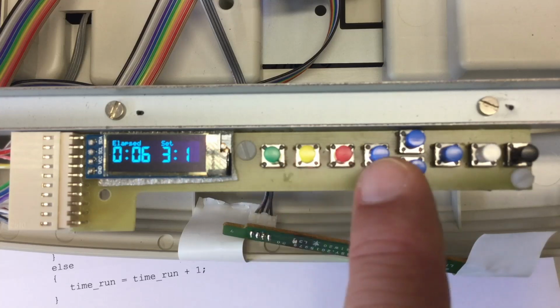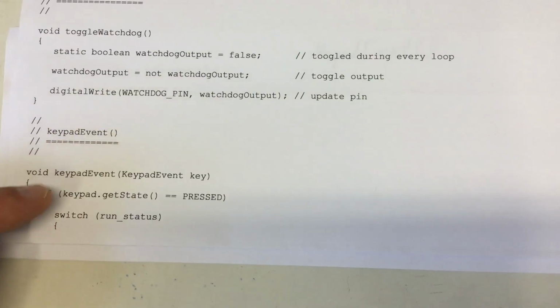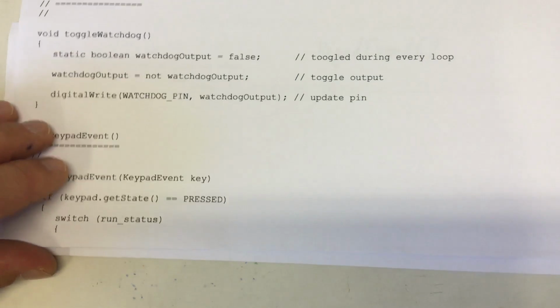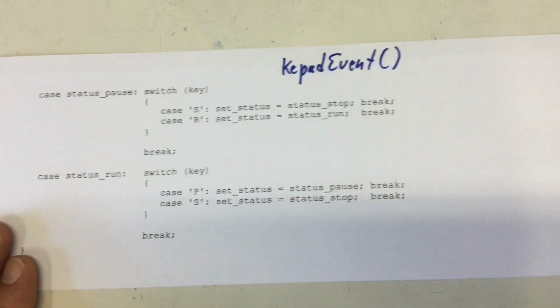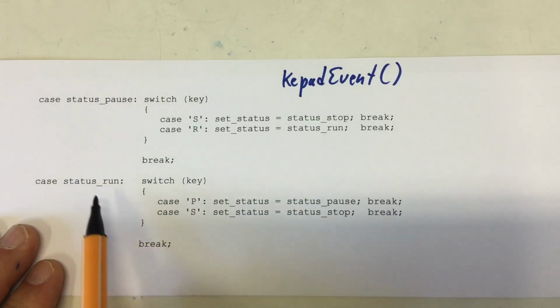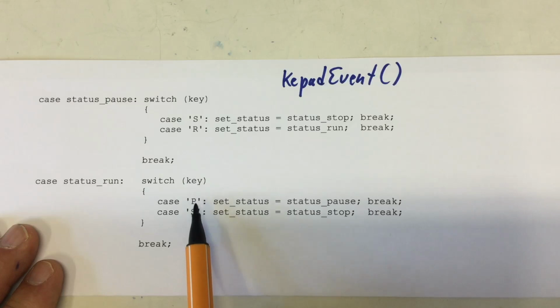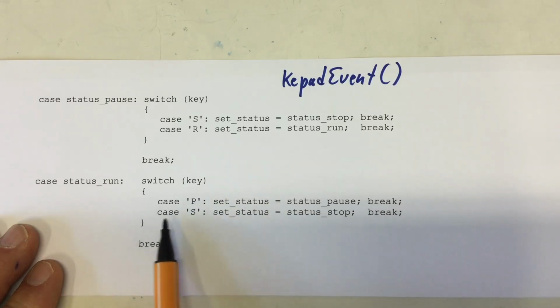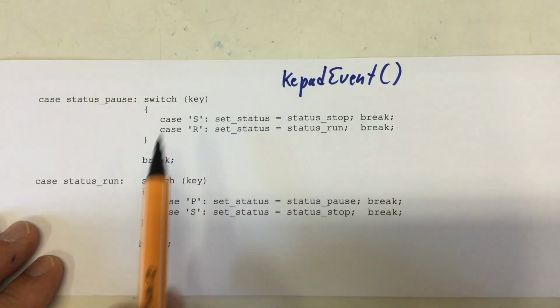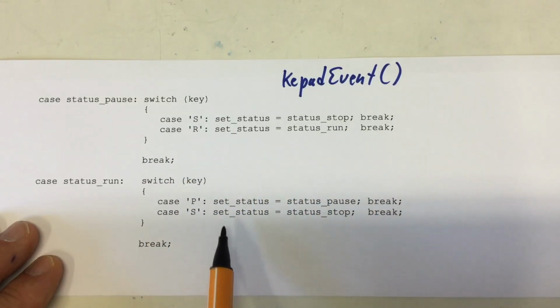How does the stop button work? We're back in the keypad event procedure, but now in the switch statement for the run status a little bit further down. Here we are, currently in the status run, and depending on whether I press the pause or the stop key, and we just pressed the stop key, everything goes to set status, status stop. And the keypad event really sets only the set status.